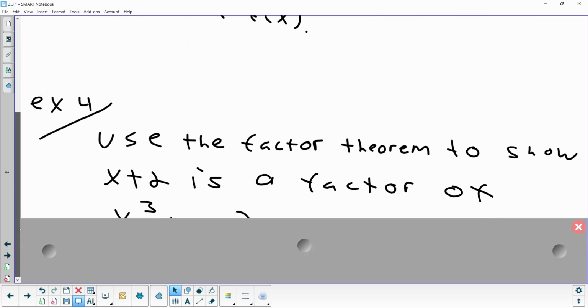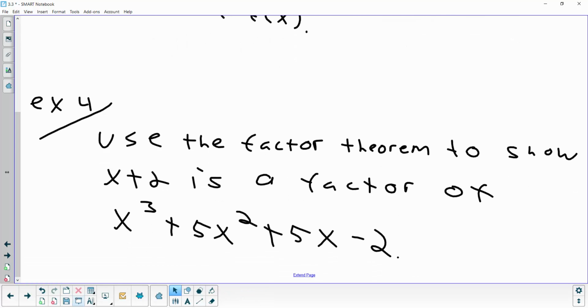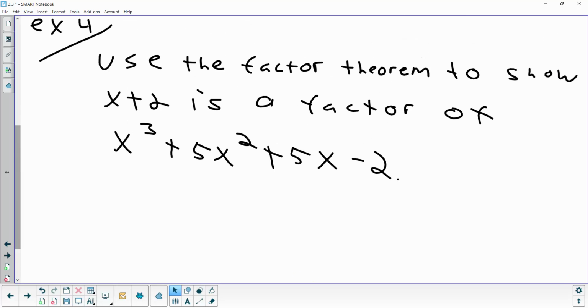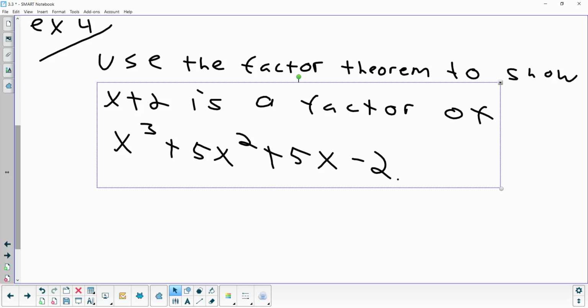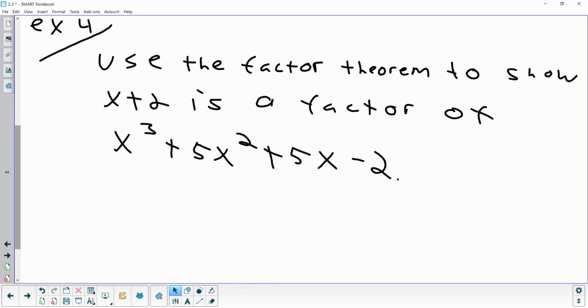So I want to show that x plus 2 is a factor of this. And I don't want to do out all the long division. So all I have to do is show that if I divided x plus 2 into that, I get a remainder of what? Yeah. 0. Basically, plug in a number for x here and show that it comes out to 0. And that will prove this is a factor.